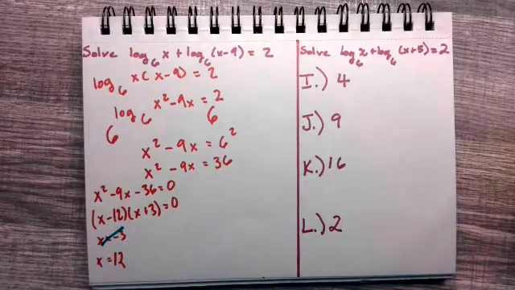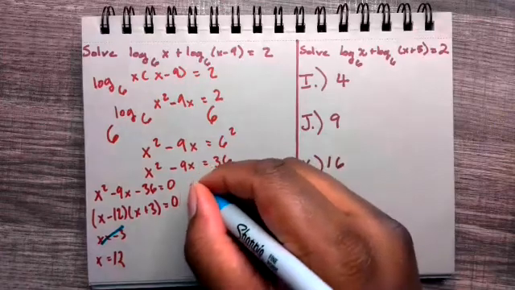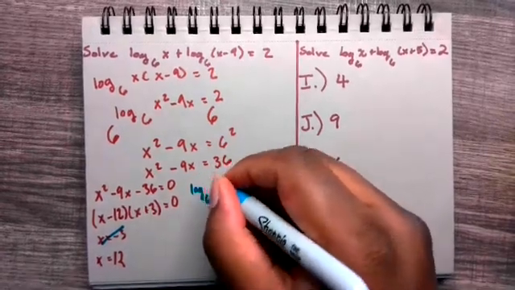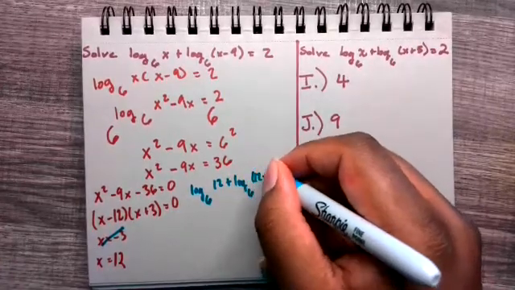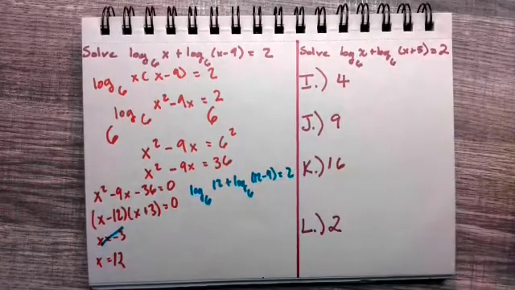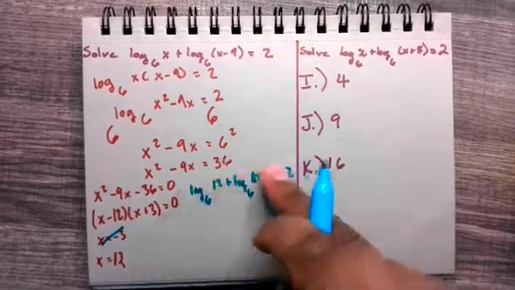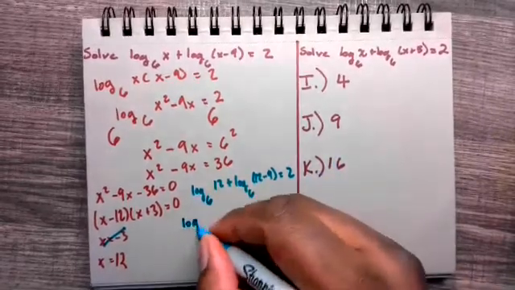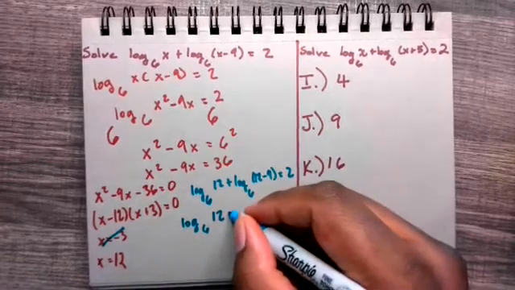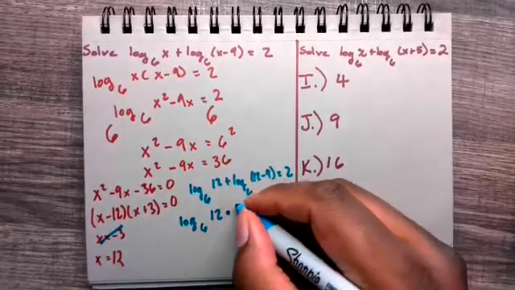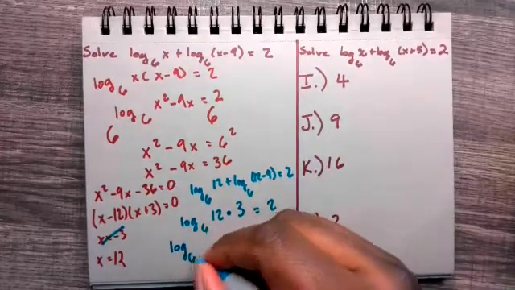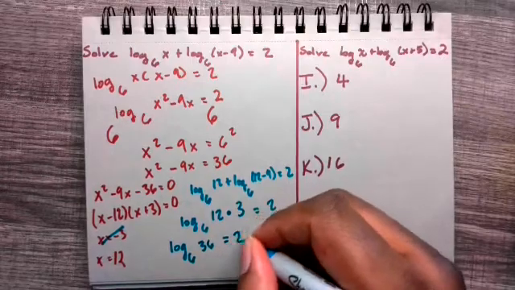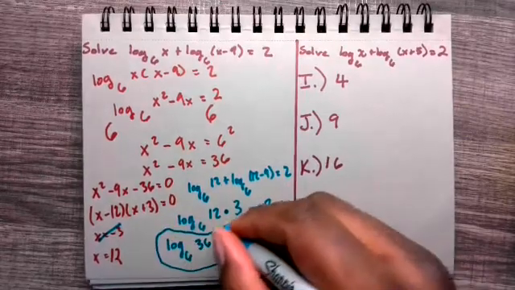So let's try substituting 12 and see if it works. We end up with log base 6 of 12 plus log base 6 of 12 minus 9 equals 2. Let's see if this is correct. Basically, if I multiply these two together, log base 6 of 12 times 12 minus 9, which is 3, equals 2. Log base 6 of 36 equals 2. And we know that indeed is correct.